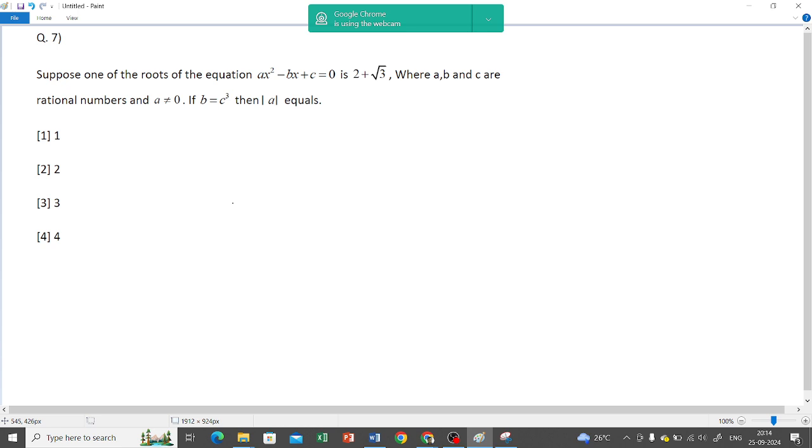Suppose one of the roots of the equation ax square plus bx plus c is equals to 0 is 2 plus root 3, where a, b and c are rational numbers and a is not equals to 0. If b is equals to c cube, then mod a equals what?